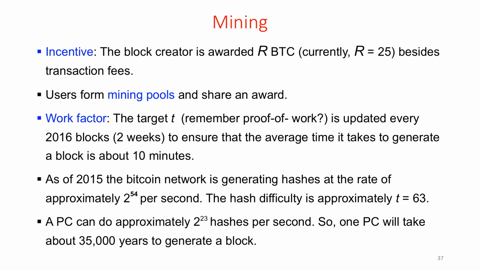You basically have to run these things. It's run by specialized hardware. You cannot run that. So you can see here on this slide, a PC can do 2 to the power 23 hashes per second. That's how a PC does. You have to do 2 to the power 63. It's an enormously bigger number than this one. And so a single PC will take 25,000 years to generate a block.